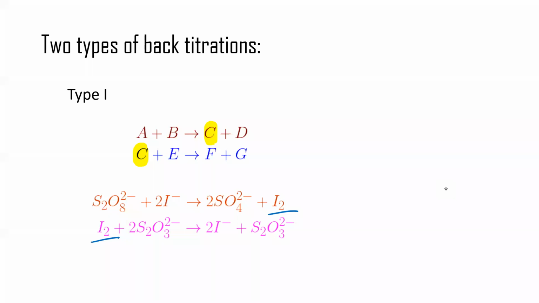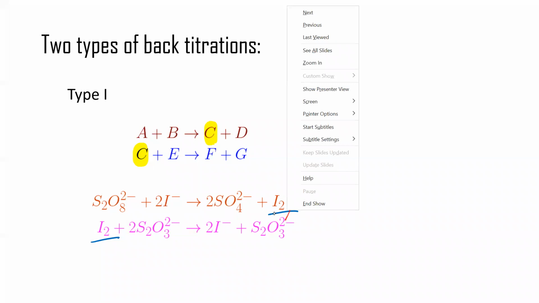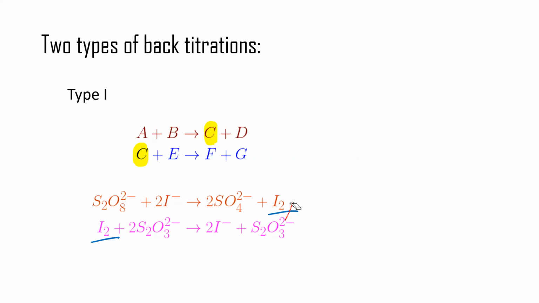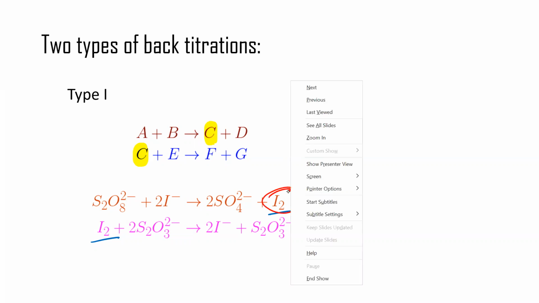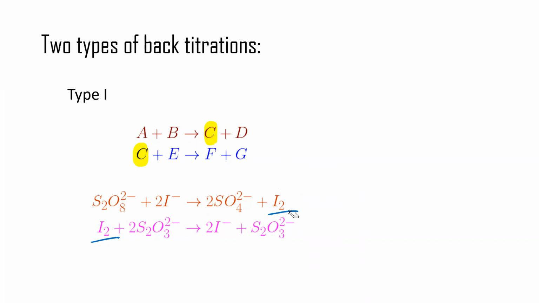So, there are two types of back titrations. The first type is when you have A plus B to give C plus D, and then C can then react in the second reaction. An example is the preparation of iodine here, where iodine is first prepared from the persulfate ion, and then the iodine prepared is reacted with thiosulfate, and you can titrate against that.